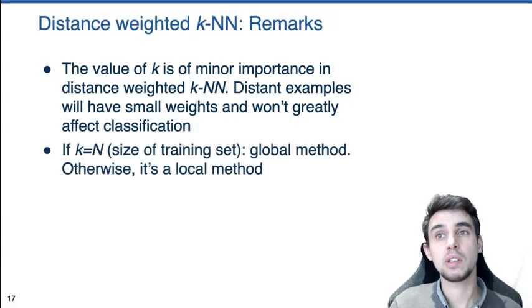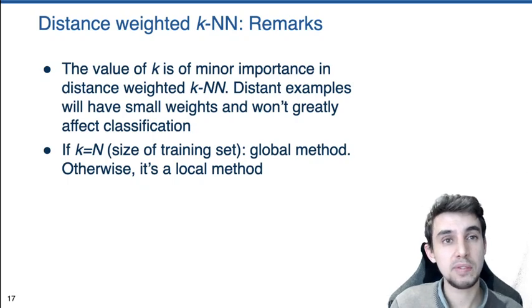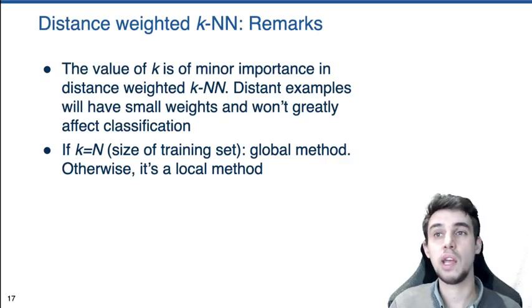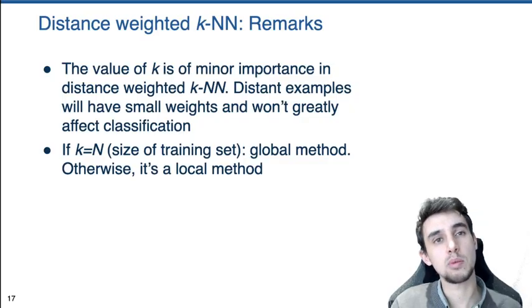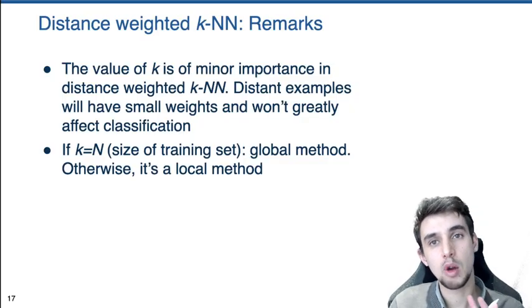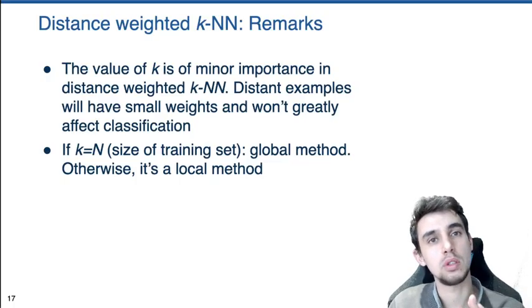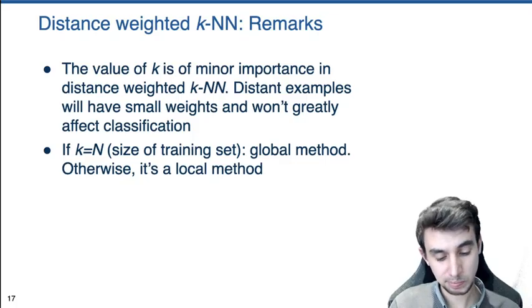We also have a specific case when k is equal to n, the size of the training set, so we consider all the solutions in the training set when doing the classification. In this case, we call it a global method because it captures all the data from the data set. On the other hand, if k is smaller than n, it's called a local method because it only considers the samples around the sample we want to classify, so only local samples and not all the global samples.